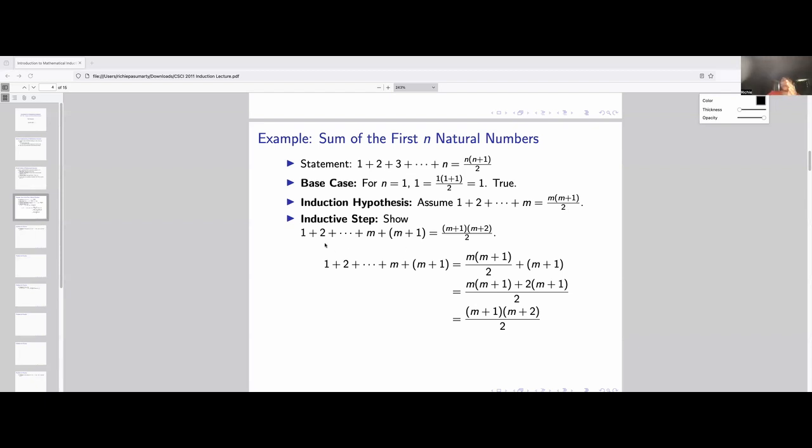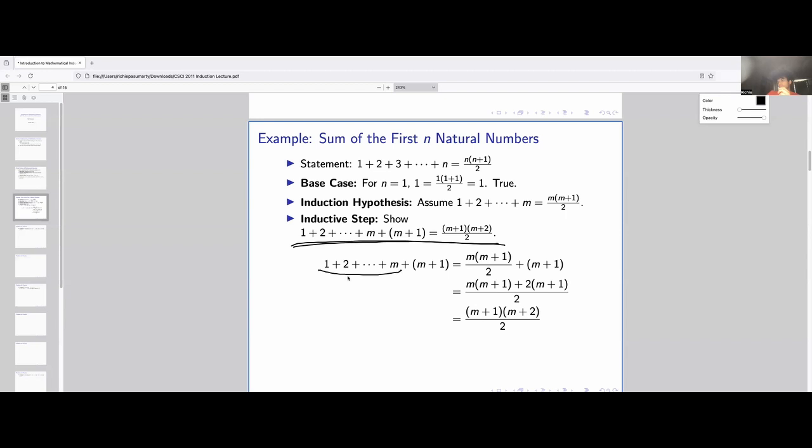Our goal is to show that the formula works for m plus 1. What does that mean? When I replace m with m plus 1, I just get this: m plus 1, times, if I replace that m with m plus 1, m plus 2, over 2. So I just want to show this. Let's start by writing out this expression, 1 plus 2 all the way to m plus 1.